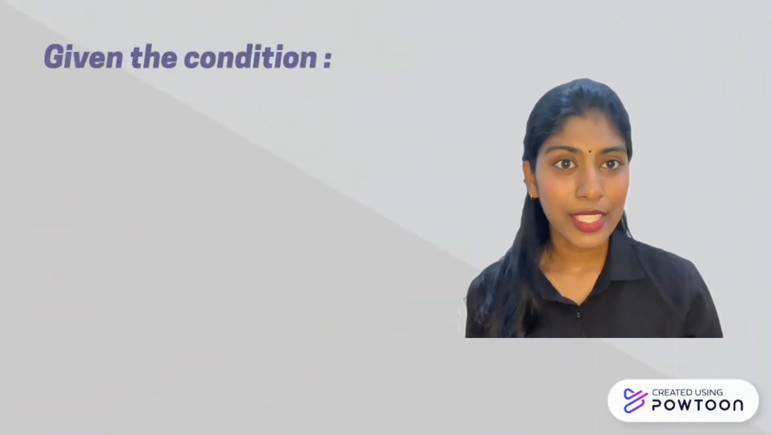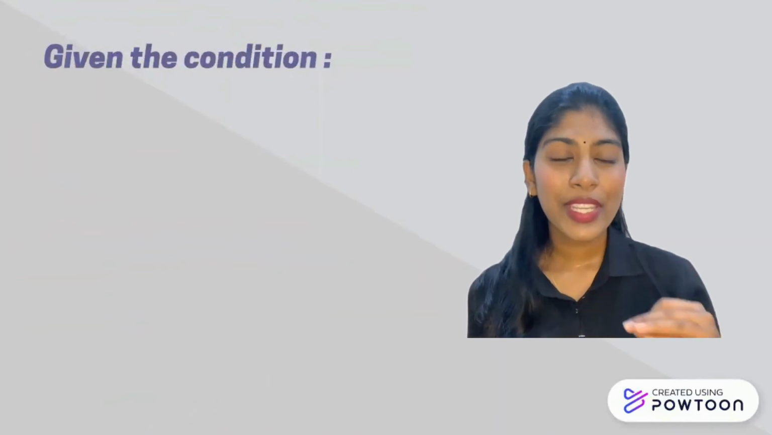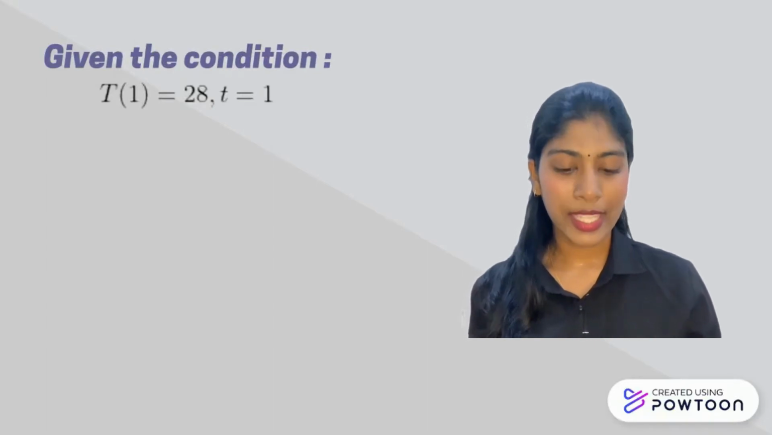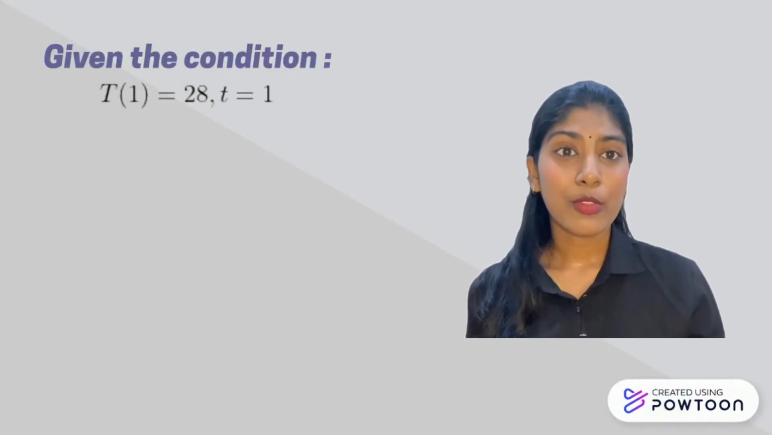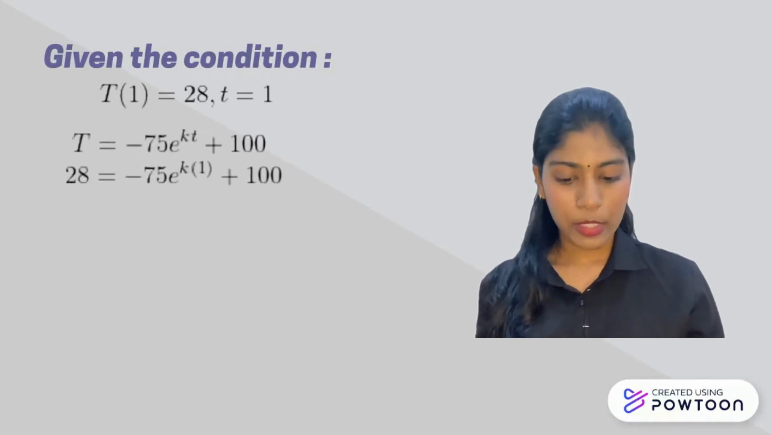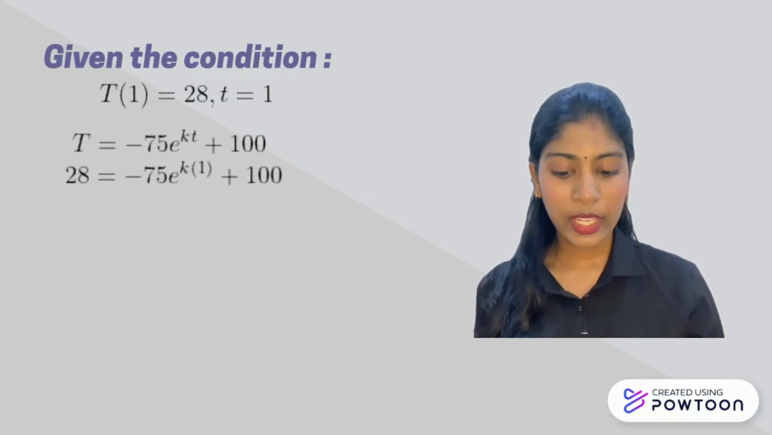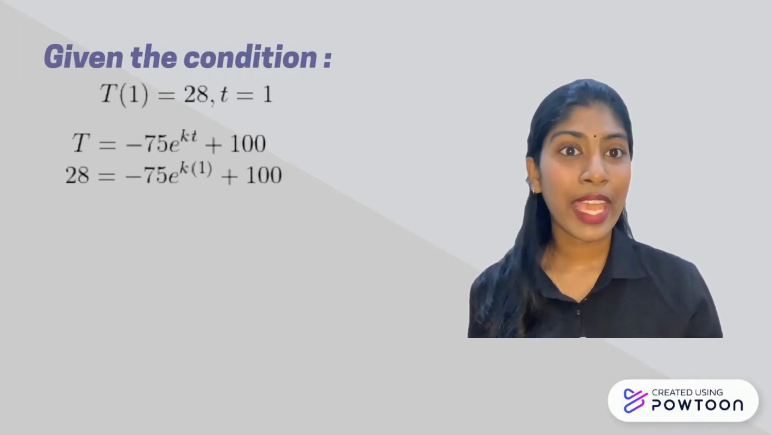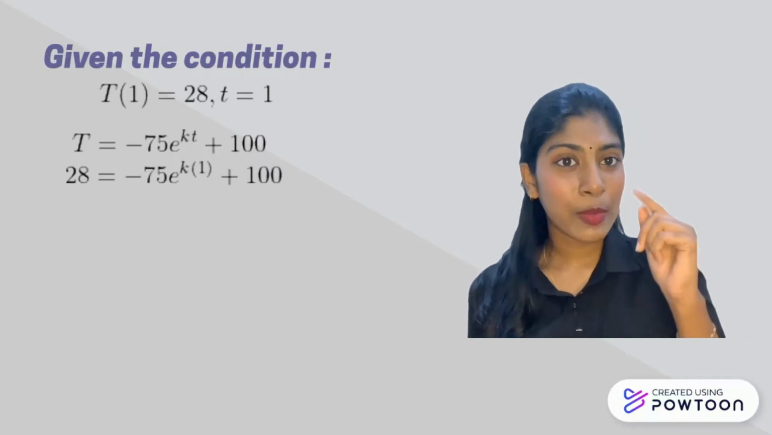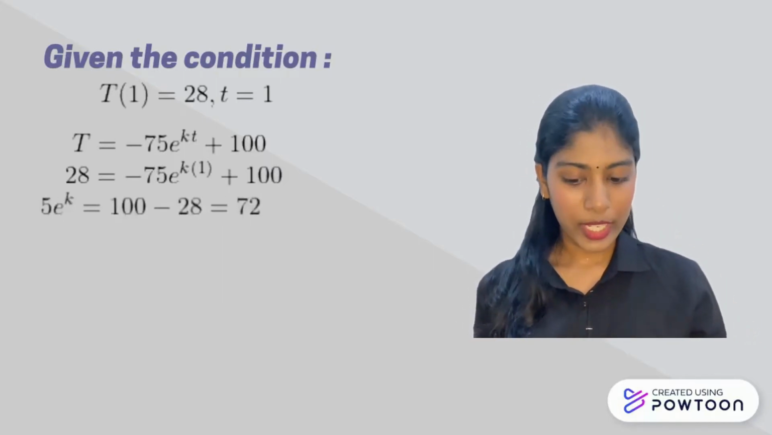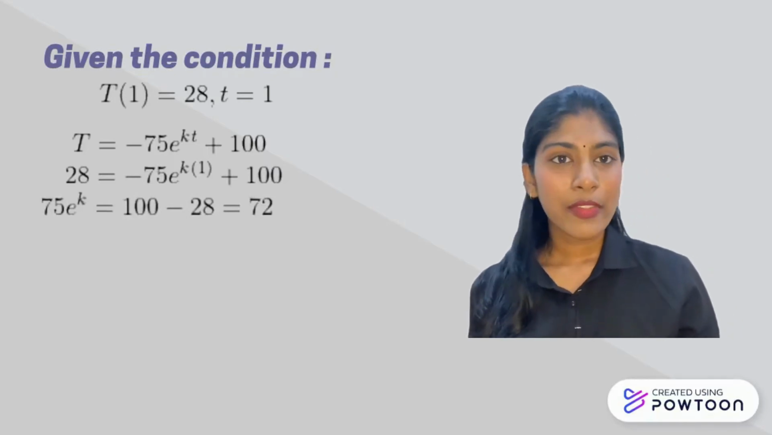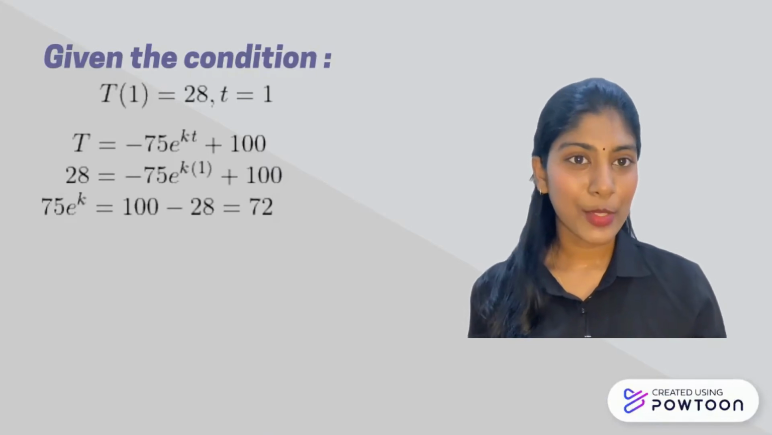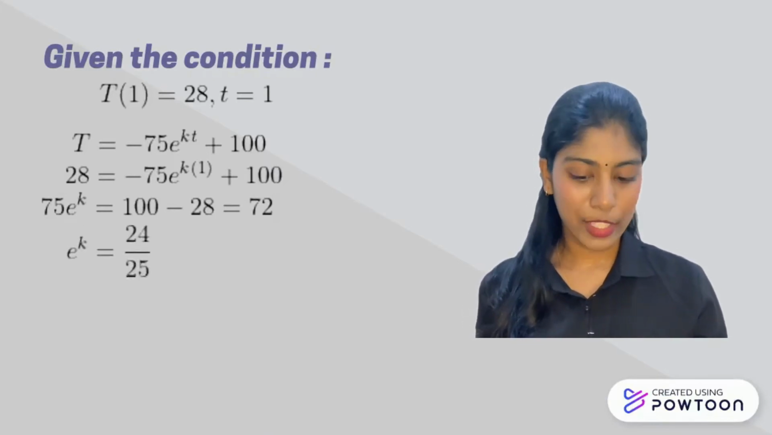So we have another condition when the temperature increases 3 degrees Celsius from 25, which is when the temperature equals 28 degrees Celsius when the time equals 1 minute. Alright, so we substitute capital T equals 28 equals negative 75 times e to the power of k times 1, because we substitute the small t, the time, with 1, plus 100. 75 times e to the power of k equals 100 minus 28, which is equivalent to 72.